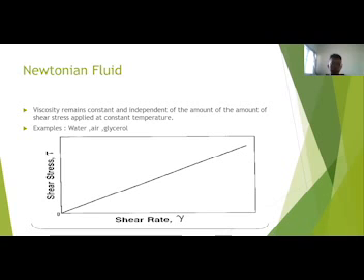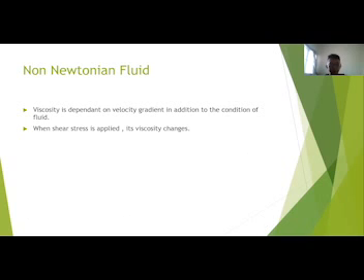So in fluid, there are two types of fluid, which are Newtonian fluid and non-Newtonian fluid. For Newtonian fluid, viscosity remains constant and independent of the amount of shear stress applied at constant temperature. Examples are water, air, and glycerol. From the graph shown, as you can see, the shear stress and the shear rate are always proportional to each other. For non-Newtonian fluid, its viscosity is dependent on velocity gradient in addition to the condition of fluid. When shear stress is applied, its viscosity changes, either increases or decreases.